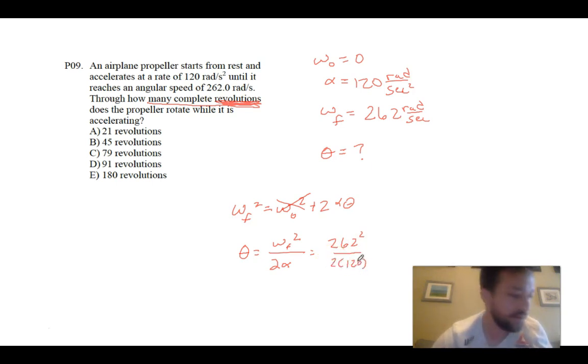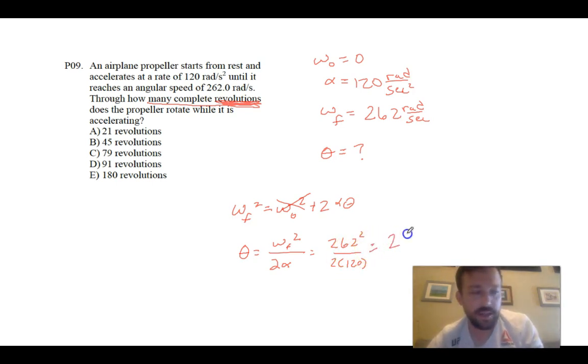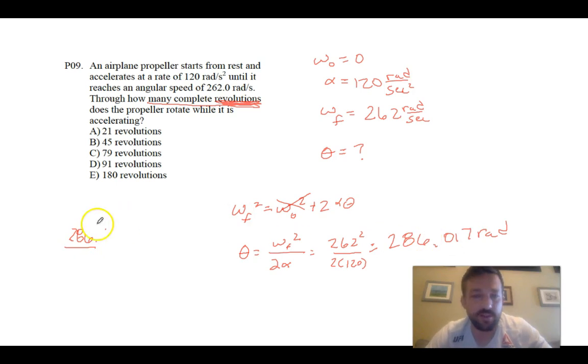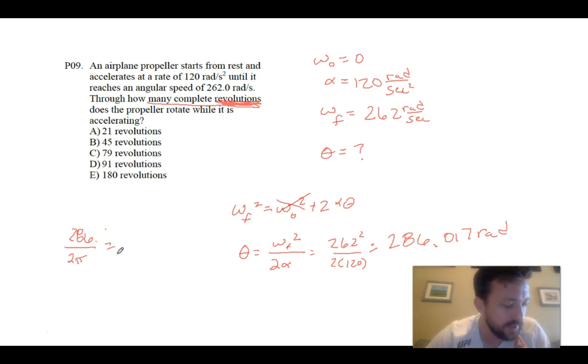I'm going to do that in my calculator real quick. So 262 squared over 2 times 120. That comes out to 286.017 radians. Now that's how many radians it was, right? If you want to switch to revolutions, one revolution is 2 pi radians. So we can just divide it. 286, that's so close to 0, I'm not going to worry about it. Divided by 2 pi equals 286 divided by 2 times pi.